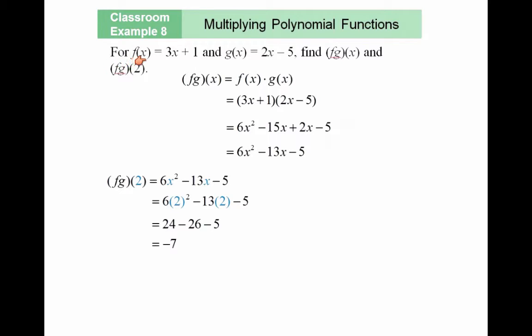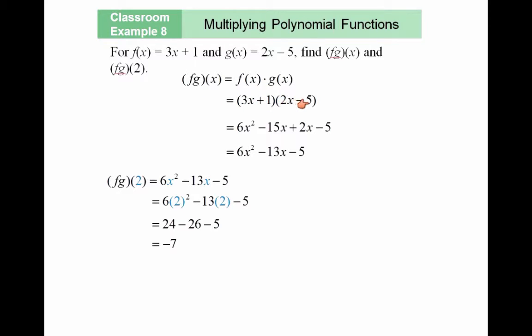Let's take a look at this. If f of x is given to me as 3x plus 1 and g of x is given to me as 2x minus 5, we want to find (fg)(x) and (fg)(2). So (fg)(x), as established, means we take those two functions, f of x and g of x, and simply multiply them together. That's all it means: you have two functions that ask you to multiply. Just another way of showing that.